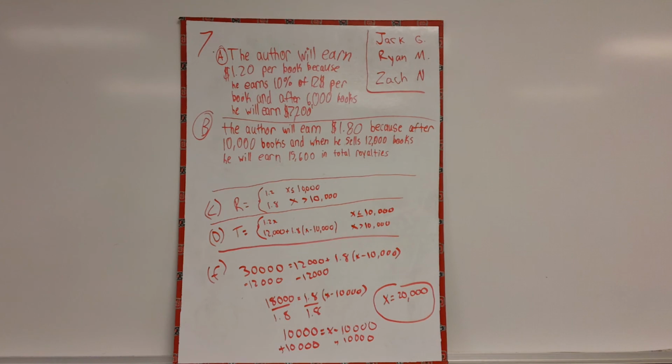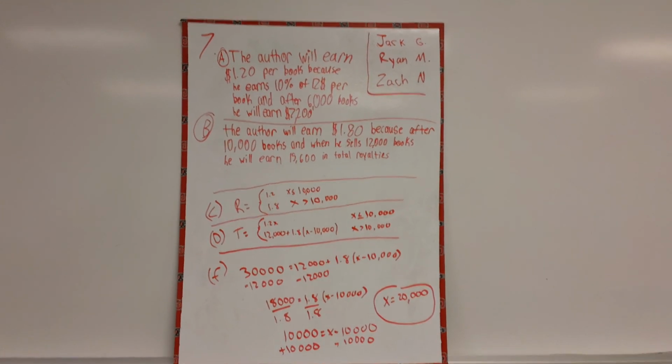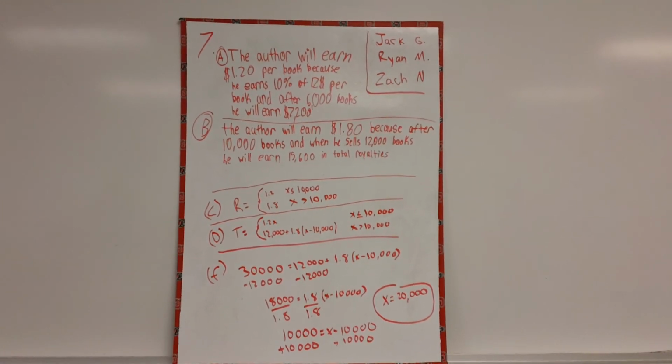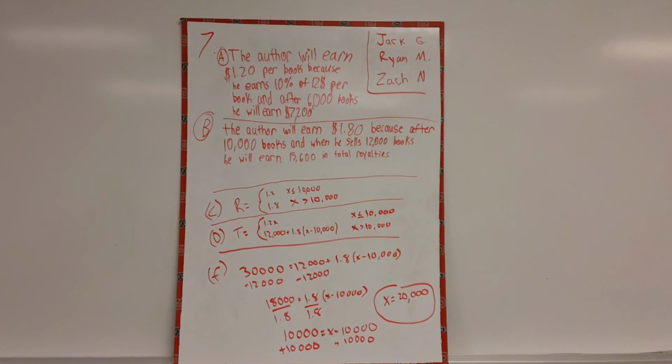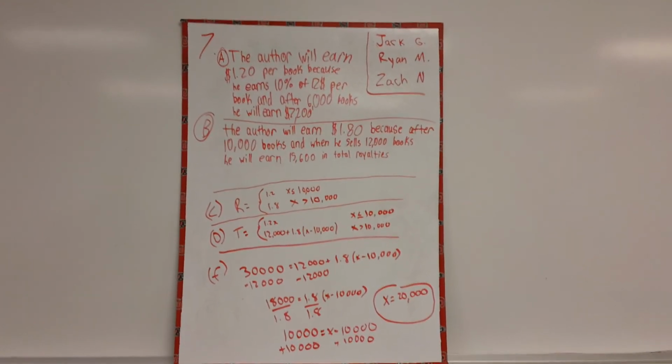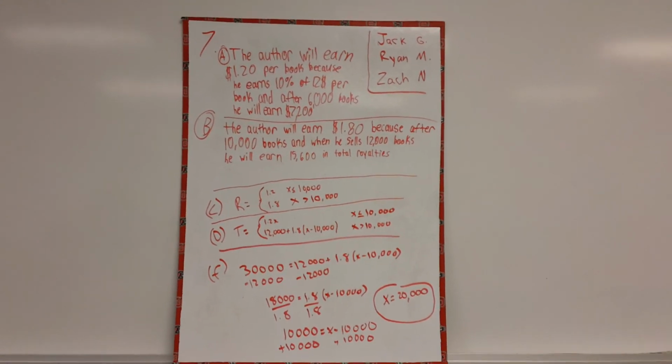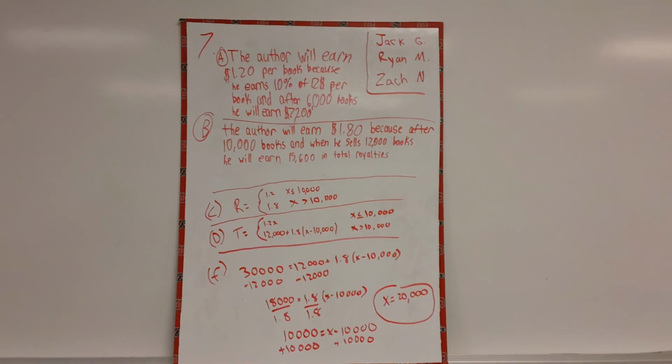Alright. C. Let x be the number of copies sold. Write a piecewise function for R, the royalty payment earned on the sale, in terms of x. So we said R, and to get 1.2, x has to be less than or equal to 10,000. And to get 1.8, x has to be greater than 10,000.